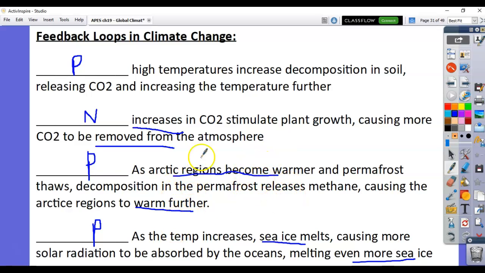So this is one you'll hear a lot, these two on the bottom. So the planet's becoming warmer, permafrost is melting, releasing methane. Remember, methane's a greenhouse gas, so it's causing the temperature to increase even further. So they're expecting that as these temperatures increase, they're actually going to start increasing at a more and more rapid rate because of these feedback loops.